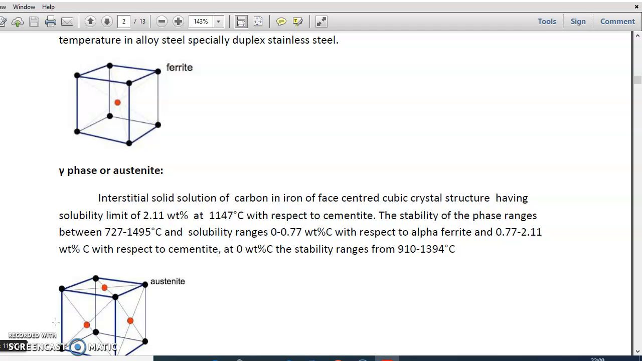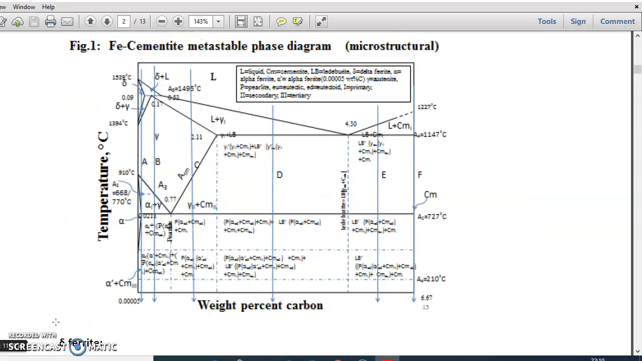Now being FCC, this is more ductile, even though it has a higher percentage of carbon. At 1147, that is at this point, the solubility of carbon is more than in delta, right? But why is this more ductile? Because it has the FCC crystal structure. Now the crystal structure will change the number of slip systems in the crystal structure, and this will change your ductility. So being FCC in crystal structure, this has a more ductile nature among all the iron carbon phases.